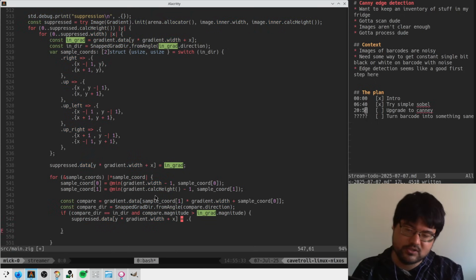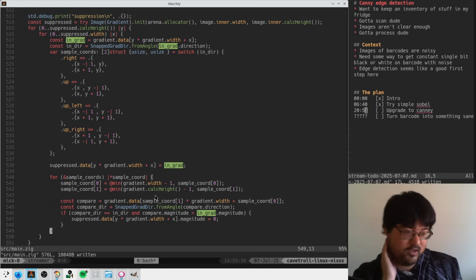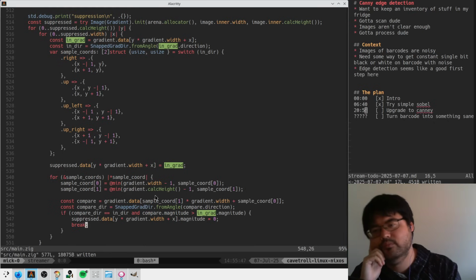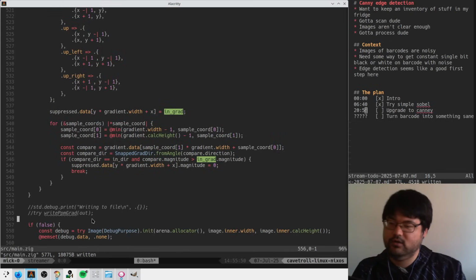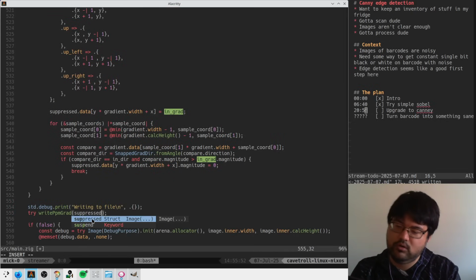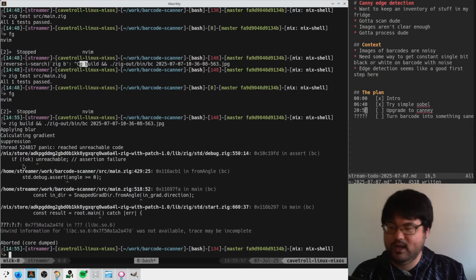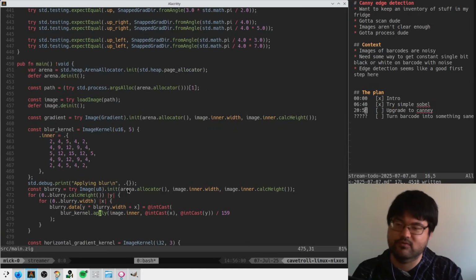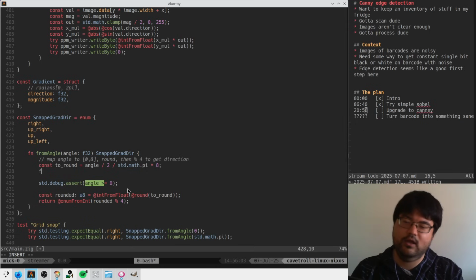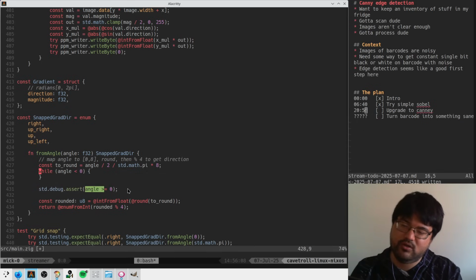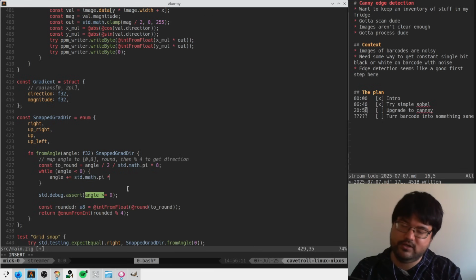Yeah, we just set the magnitude to 0. I think that makes sense. I think that seems reasonable. So we just say that, and then we probably break, right? Because we don't care anymore. I'm not against it. That might work. I'm curious to see. Angle is not always equal to 0, so we have to fix that. While angle is less than 0, angle plus equals math pi times 2.